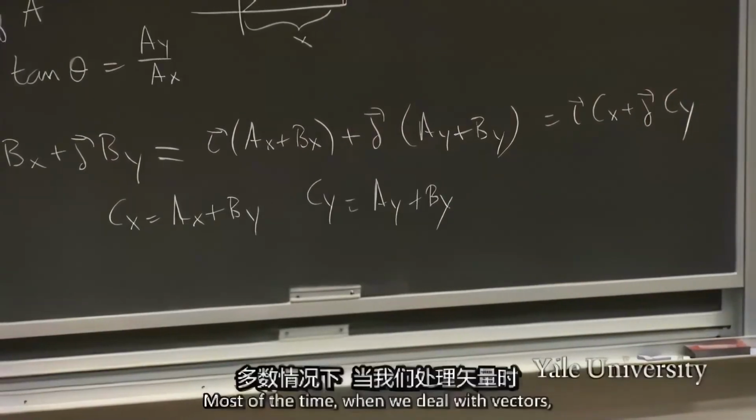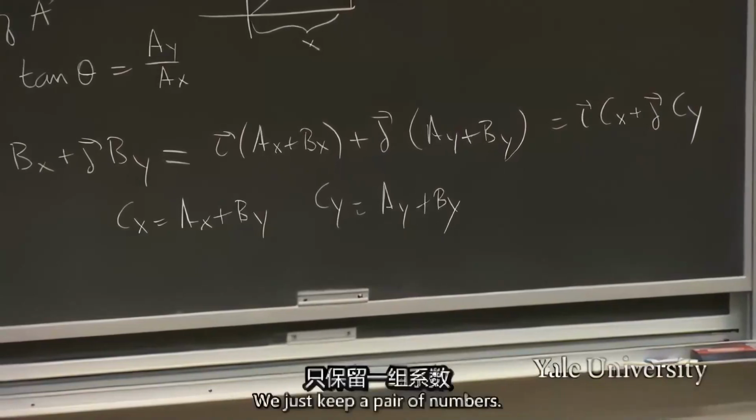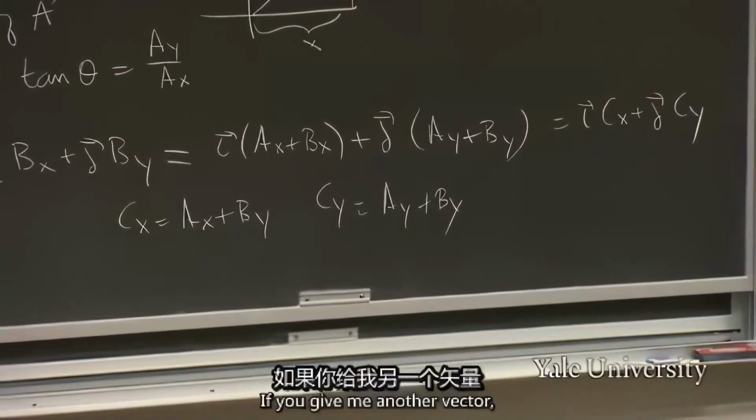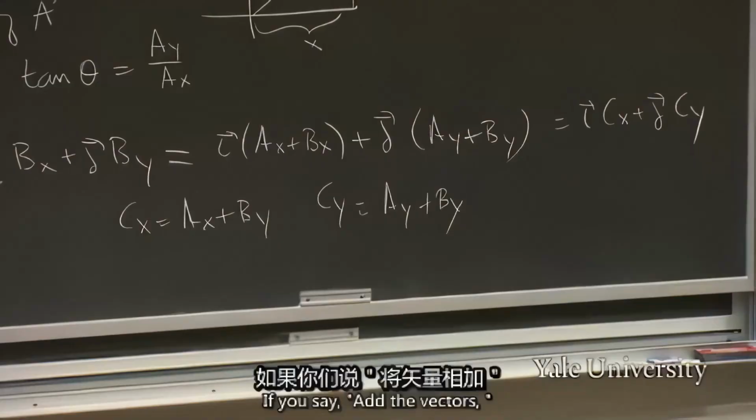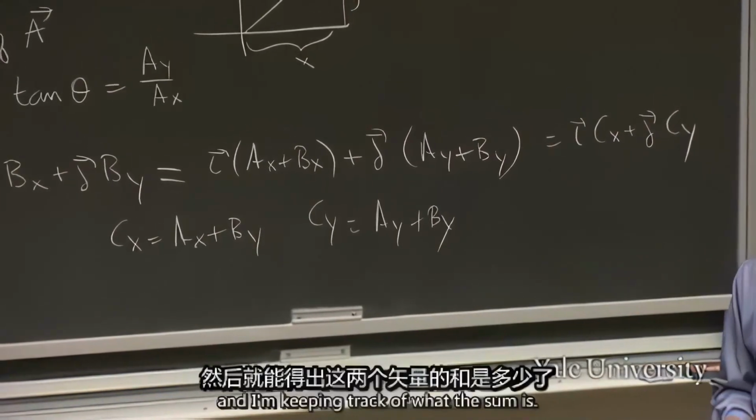So most of the time when we deal with vectors, we don't draw these arrows anymore. We just keep a pair of numbers. And if you give me another vector, there's another pair of numbers. And if you say add the vectors, I will just add the x to the x and the y to the y, and I'm keeping track of what the sum is.